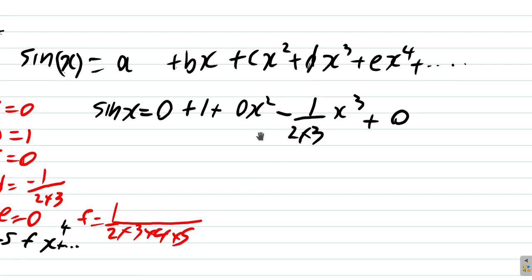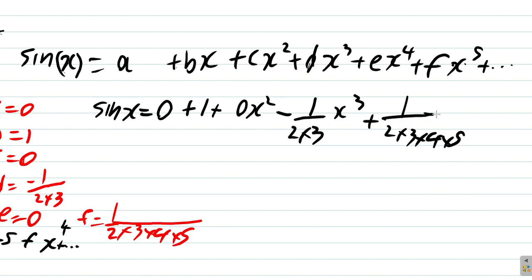Okay, good. So I'd left off the f originally, but I see that you need it to complete this thing. So we would have f, after the e x to the fourth, it will be f x to the fifth plus and so on and so forth. So this would be 1 over 2 by 3 by 4 by 5 x to the fifth.